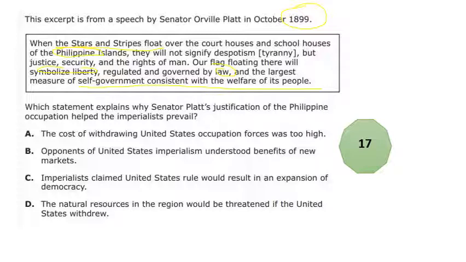Which statement explains why Senator Platt's justification of the Philippine occupation helped the imperialists prevail? So he's saying American government's superior, liberty, justice. So we're talking about the expansion of democracy. So he's talking about liberty, government.